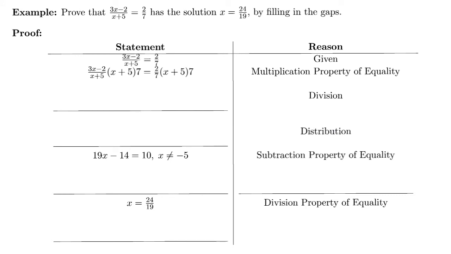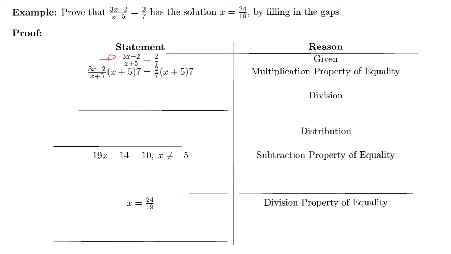So now in this question here, we're asked to prove that 3x minus 2 divided by x plus 5 is equal to 2/7 has the solution x equals 24 over 19, and we're going to fill in the gaps just like we did in the previous, and we're going to fill in some of the missing ones here. So to start off with, we've got the given, the statement of the equation here. That's our given. So we're told that 3x minus 2 over x plus 5 is equal to 2/7.